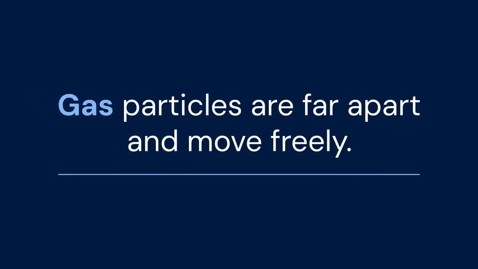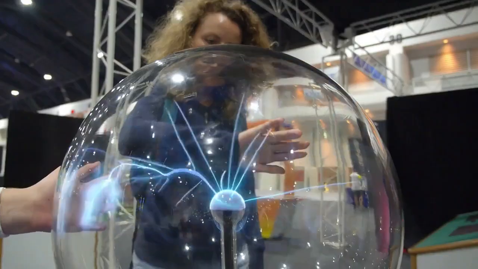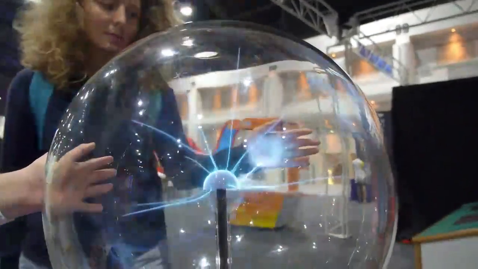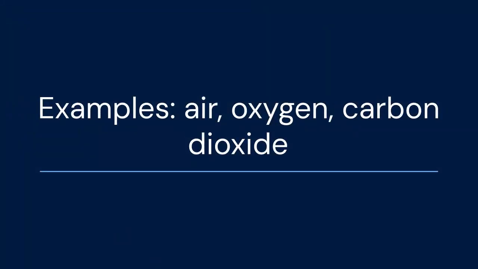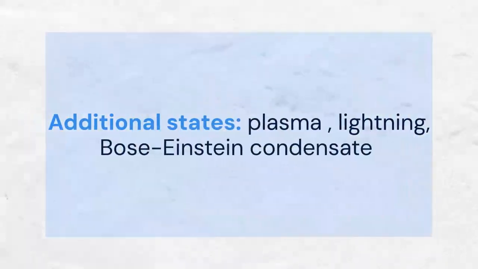Gas: particles are far apart and move freely. No fixed shape or volume, easily compressible, high energy. Examples: air, oxygen, carbon dioxide.